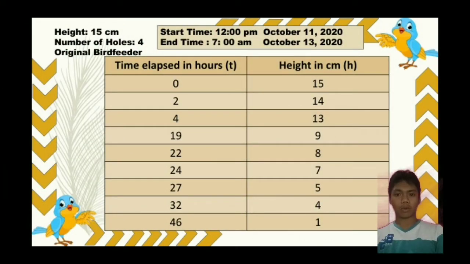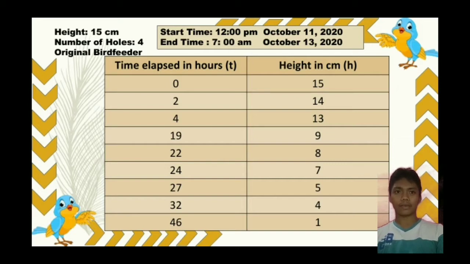The bird feeder with 4 holes has two datasets, the original bird feeder and the refilled bird feeder. This table shows the original bird feeder with a height of 15 cm. The start time is 12 p.m., October 11, 2020, and the end time is 7 a.m., October 13, 2020. Time elapsed in hours, T, represents X, the independent variable. Height in cm, H, represents Y, the dependent variable.